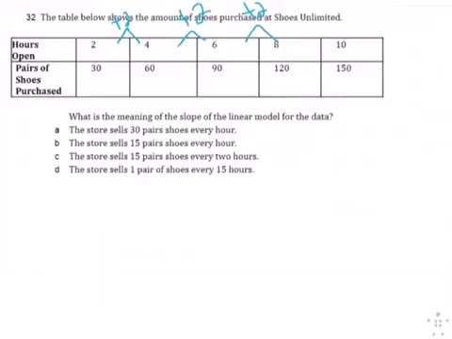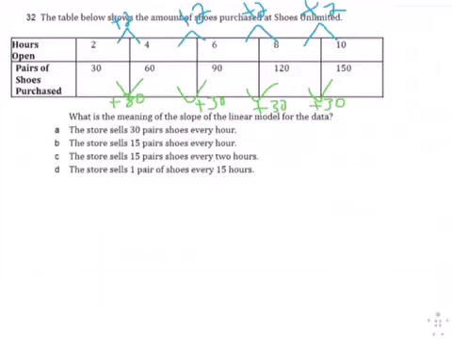Okay, so that's plus 2. And 8 to 10 is plus 2. Okay, and we also need to go ahead and check the bottom. So 30 to 60 is plus 30. 60 to 90 is plus 30. 90 to 120 is plus 30. And 120 to 150 is plus 30.